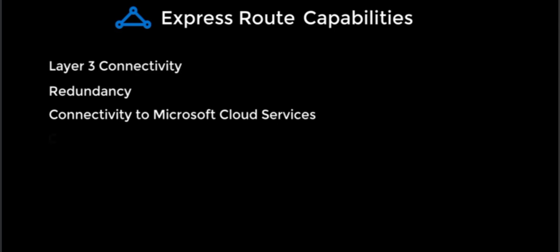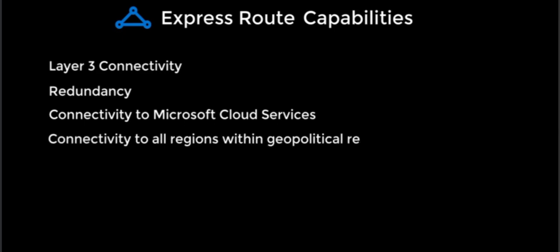You get connectivity to all regions within a geopolitical region. That means that you can connect to Microsoft in one of our peering locations and access regions within the geopolitical region. For example, if you connect to Microsoft in Amsterdam through ExpressRoute, you will have access to all Microsoft cloud services hosted in Northern and Western Europe.